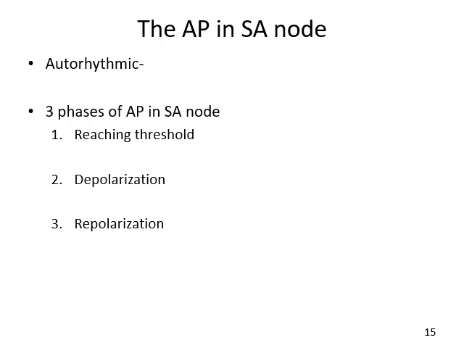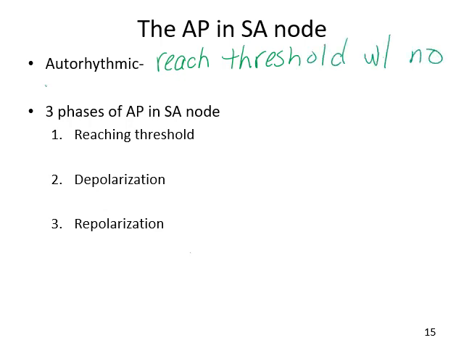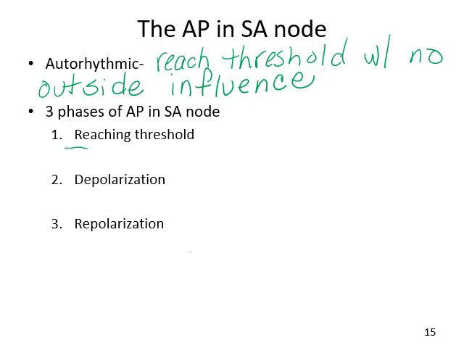The SA node is what we call autorhythmic, which means it can reach threshold with no outside influence. So no nerve impulse, no neurotransmitter, no signal from anything else. It can reach this threshold all by itself. And that's because of those little slow voltage-gated sodium channels. So the three phases of our action potential in the SA node are going to sound pretty familiar. We have to reach threshold, depolarize, and then repolarize.